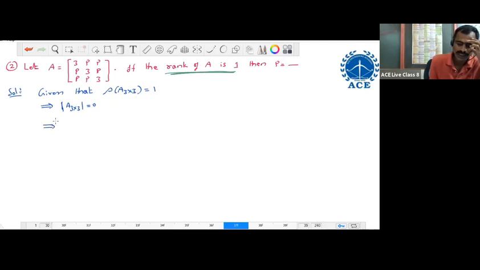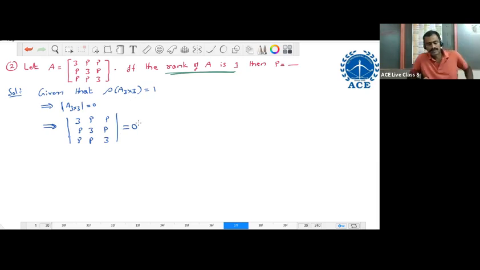Use the singular condition and find the value of P only, which implies the determinant of 3 P P, P 3 P, P P 3 is 0. So indirectly we are given an equation, and we can solve for P only. By expanding and simplifying, we get the P value. But before going to simplify this, just by observation also we can tell the value of P only.